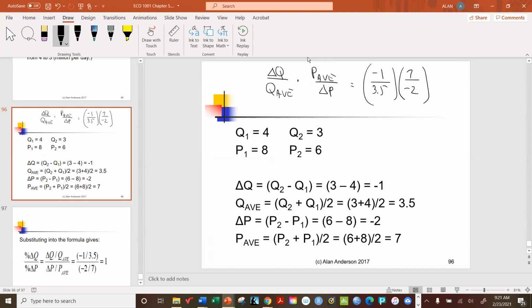You notice there are two negatives in here, but they both cancel each other out. So we end up with 7 negative. Oh, look at that. It's exactly 1. How do you like that? So the percentage changes are actually the same.